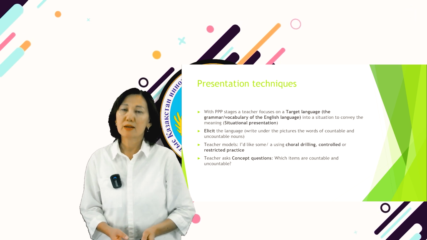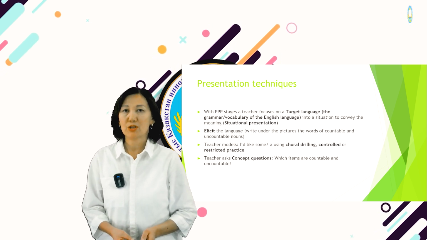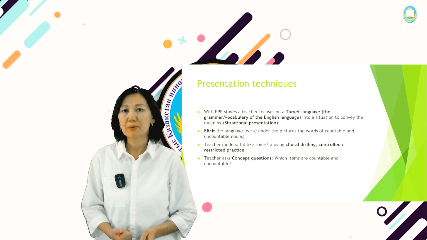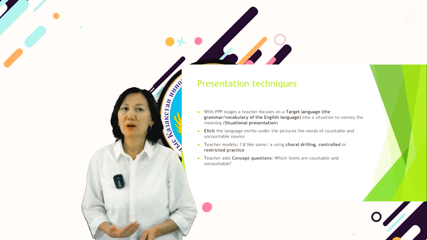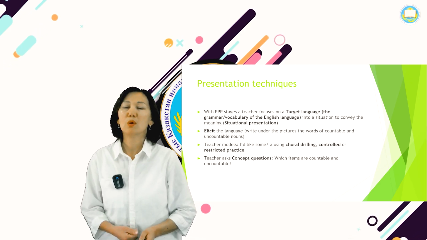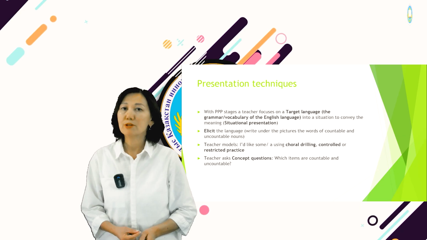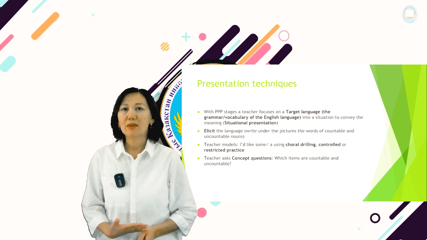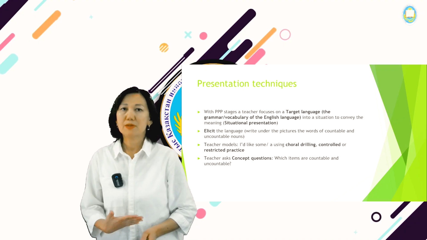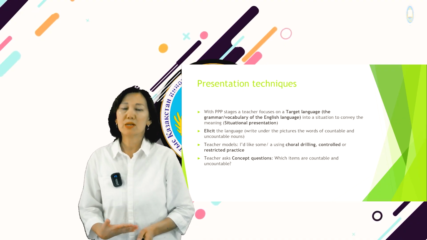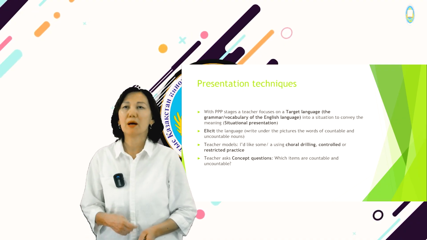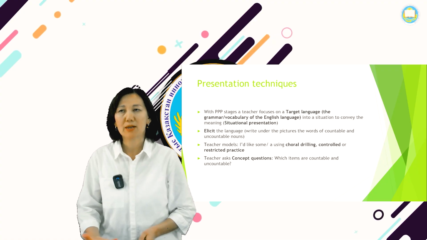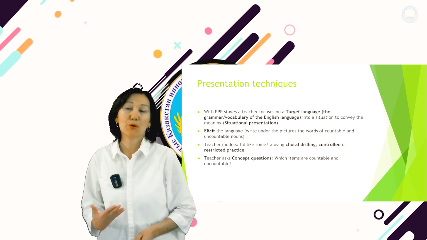The next technique is eliciting the language. So you have to write under the picture, for example, the words of countable and uncountable nouns. Also the teacher models, such as I'd like, for example, some, using choral drilling. For example, I'd like some chocolate. And so the students should repeat.